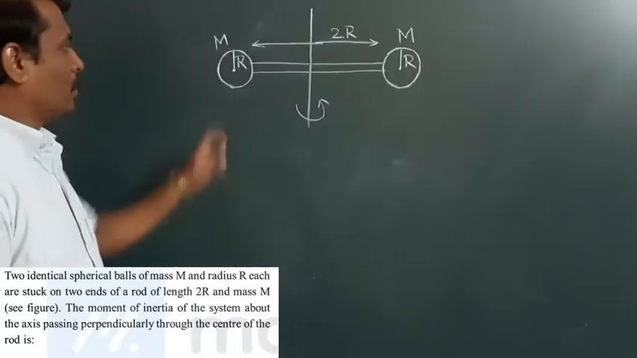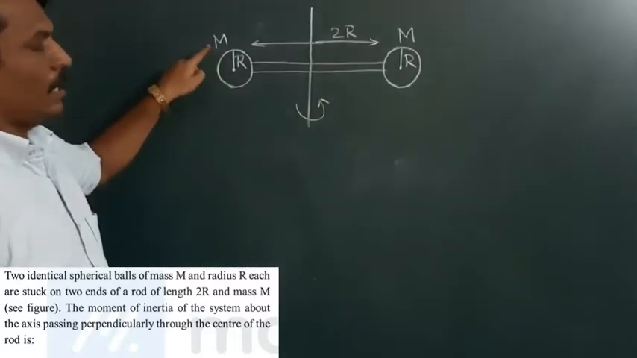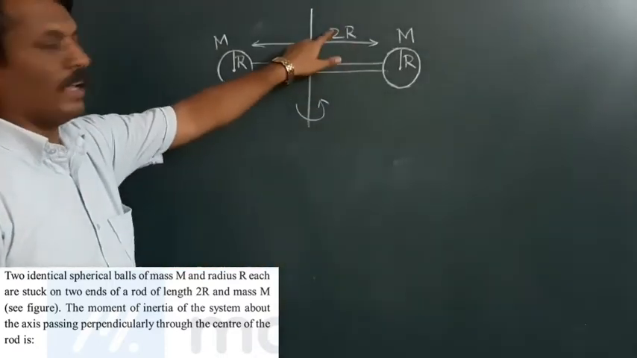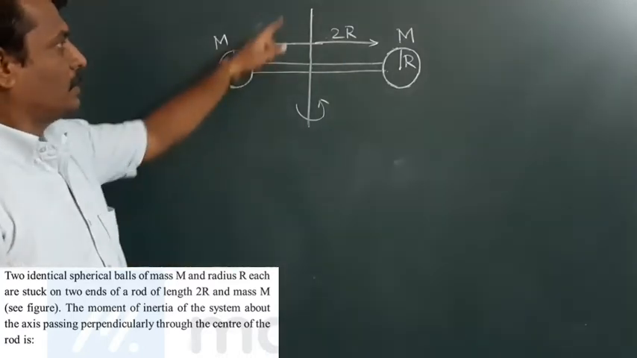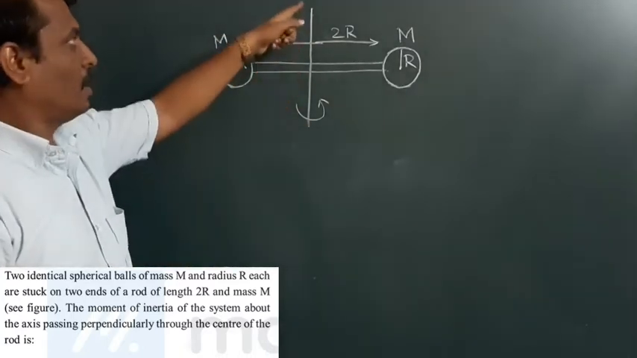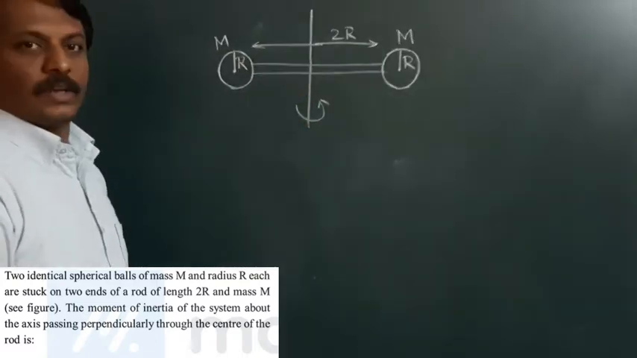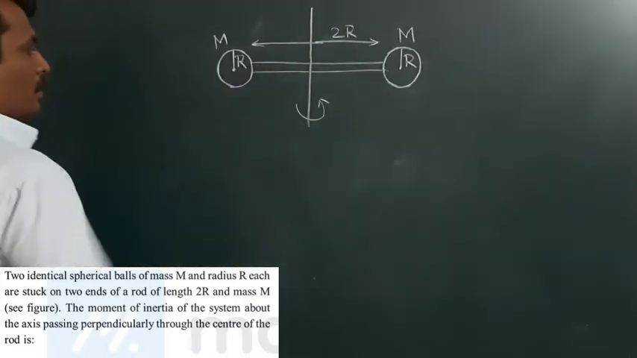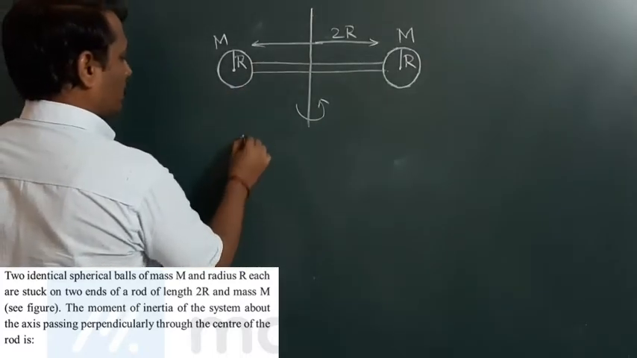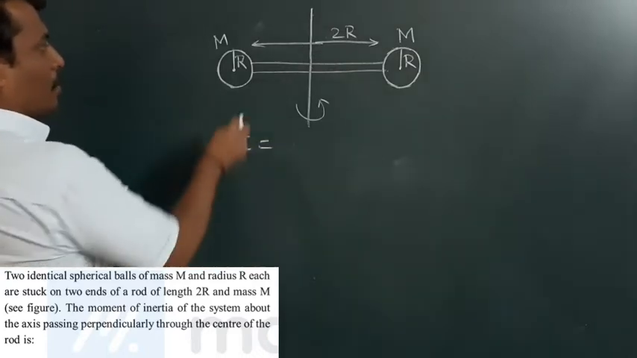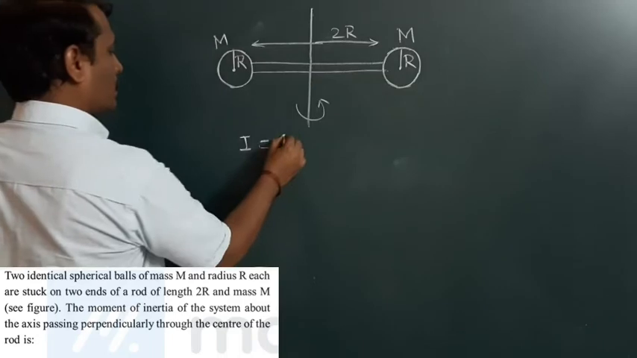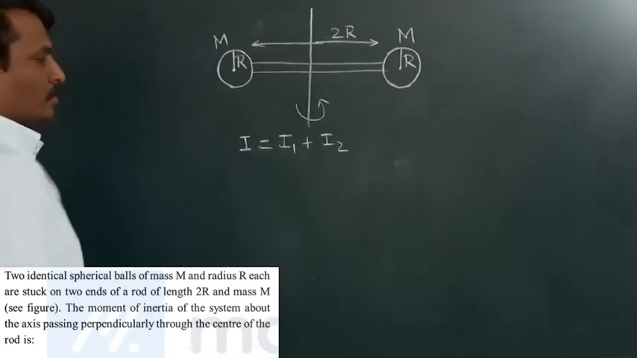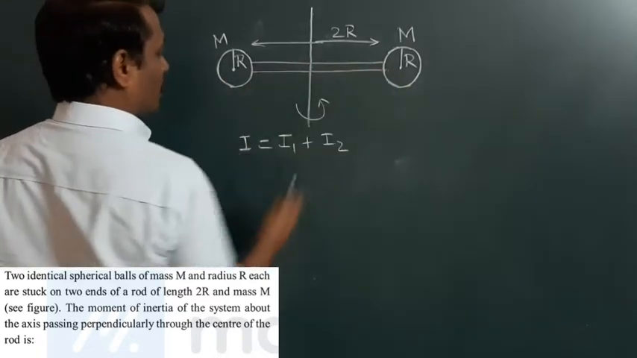Okay, here two spheres of radius r and mass m are stuck at both the ends of a rod of length 2r. Now the question is, what is the moment of inertia of this system about an axis passing through the center of the rod? Okay, so here the moment of inertia of the system I is equal to moment of inertia of the spheres plus moment of inertia of the rod. So first we will find the moment of inertia of spheres.